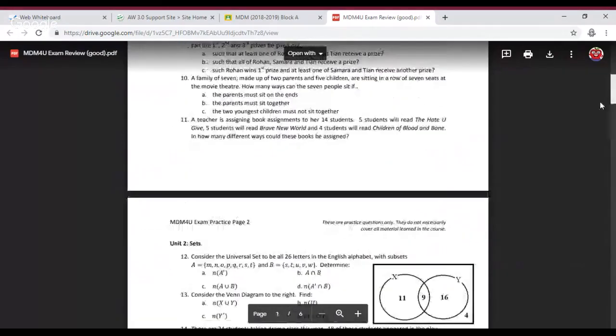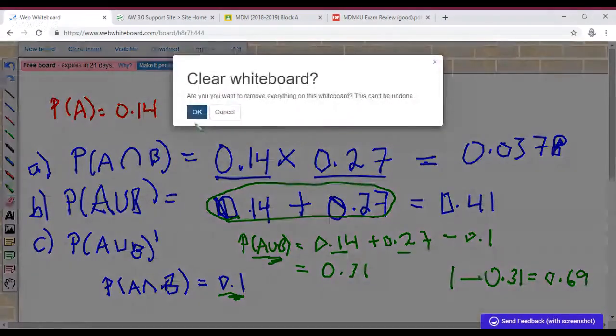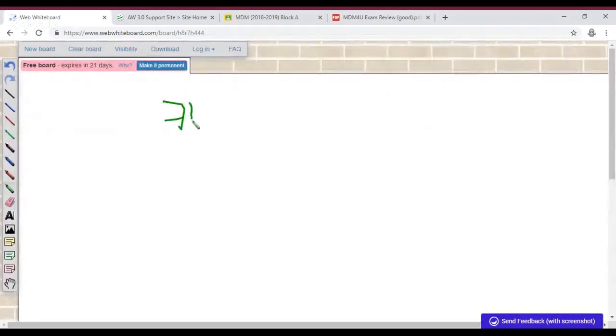A family of 7 made up of 2 parents and 5 children. The parents must sit on the ends. So we've got 7 people, and they're just going to sit in a row, which is normally 7 factorial. But in this case, 2 of the 7 must sit on the ends.